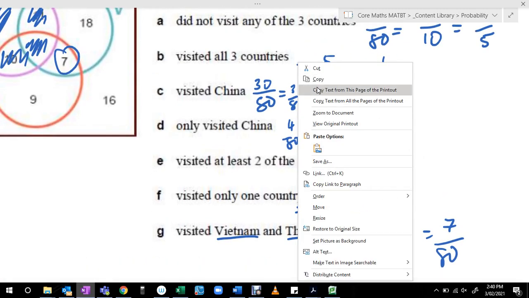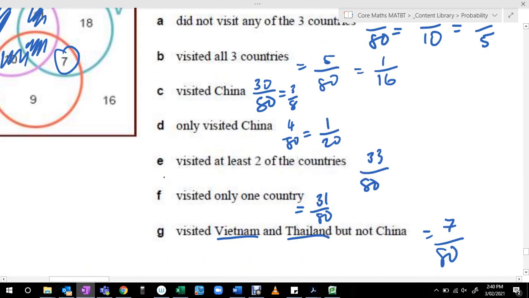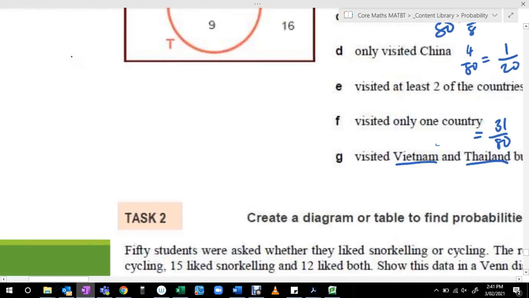Okay, so you've got to read some of these a little bit properly. Some people might interpret that as visited Vietnam, so they would include this, and then they'd say visited China, Thailand, they'd include that, but it's not. If it said Vietnam or Thailand or both, but not China, then maybe, but not in this case.